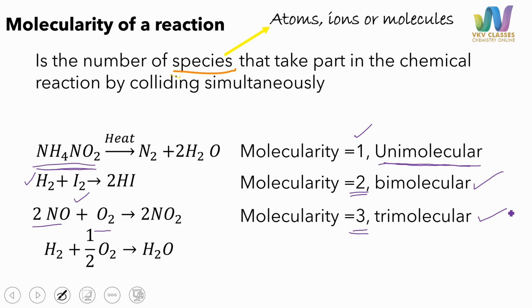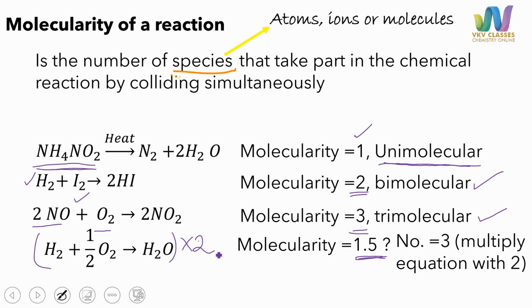H2 plus half O2 gives H2O. You may think that the molecularity is 1.5. See, molecularity can never be a fraction. So this entire equation we have to multiply by 2. So when you multiply it by 2, we will get the number as equal to 3, or this is a trimolecular reaction.